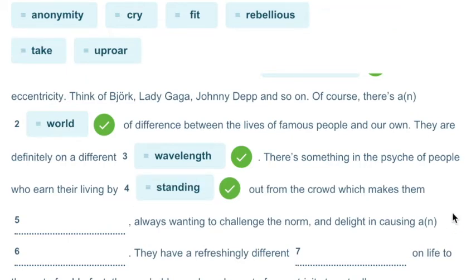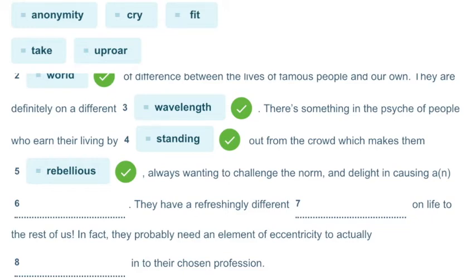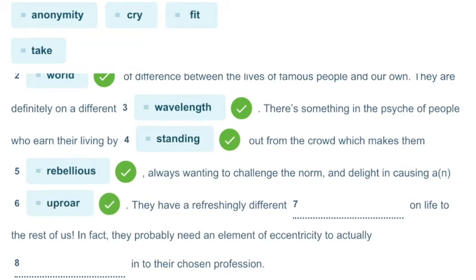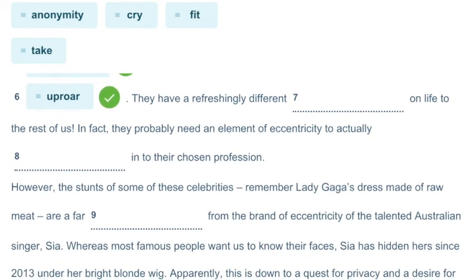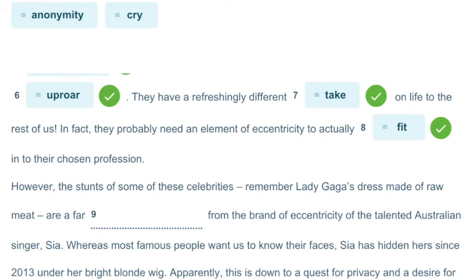There's something in the psyche of people who earn their living by standing out. You knew this one, we saw it a few lessons ago. Standing out from the crowd, which makes them rebellious, always wanting to challenge the norm, and delight in causing, being the key word here, causing an uproar. Yes, very good. They have a refreshingly different take on life to the rest of us. In fact, they probably need an element of eccentricity to actually fit in to their chosen profession.